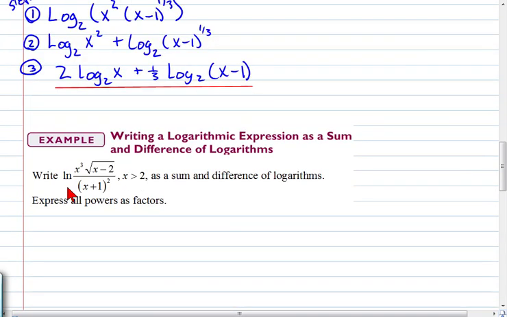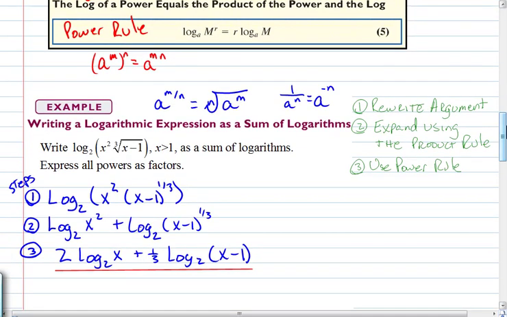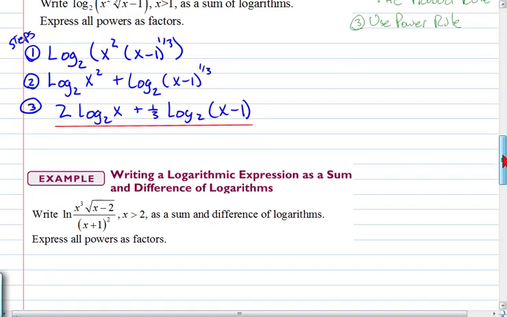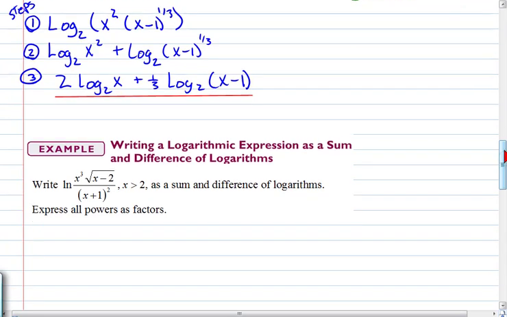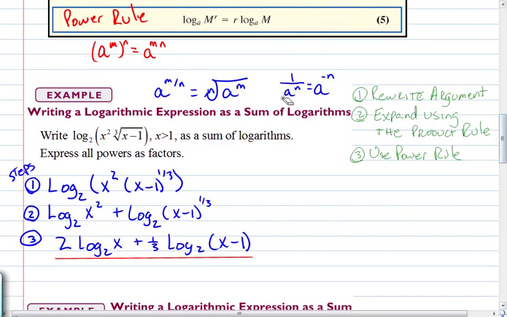This one is a log base e. We're going to follow these same 3 steps up here. Hopefully you have them written down somewhere or you'll remember what to do. For our first step, what do we need to do? Rewrite this as the natural log of x to the third, x minus 2 to the 1/2, x plus 1 to the, no. I said rewrite the argument so that we get rid of the fractions and the radicals.